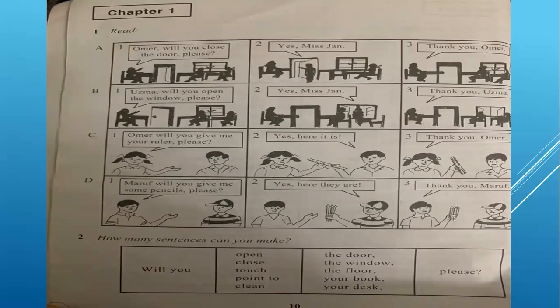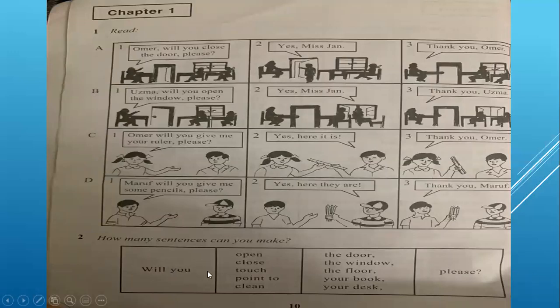Now come back to our page 10 again, the same page where we read these words please and thank you. Now you can understand these words, where we use them, and how important they are in our life. On the same page, exercise number 2, they are asking how many sentences can you make? These are the different columns. Here is written will you, here open, close, touch, point to, clean. Then in the next column, the door, window, floor, your book, your desk. And in the last one, there is written please. It means they are asking you to make sentences by using this word please.